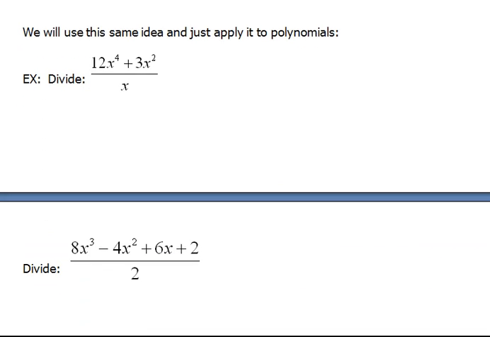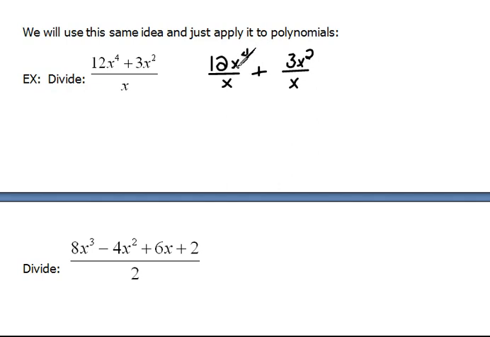First one here. This one says we have 12x to the 4th plus 3x squared all over x. Now what I'm going to do before anything else is I'm going to separate this because I am dividing by a monomial, one term. So if I were to rewrite this as 12x to the 4th over x plus 3x squared over x, that would mean the exact same thing. These are equivalent expressions.